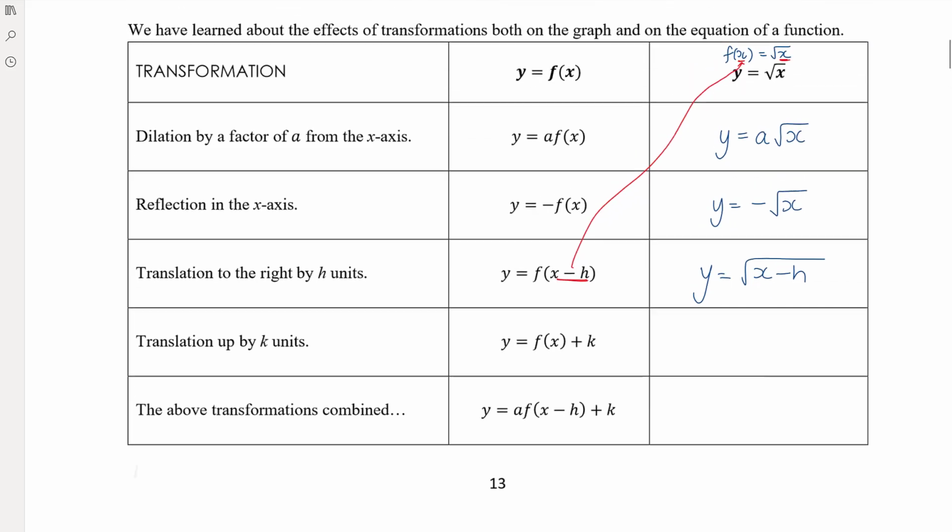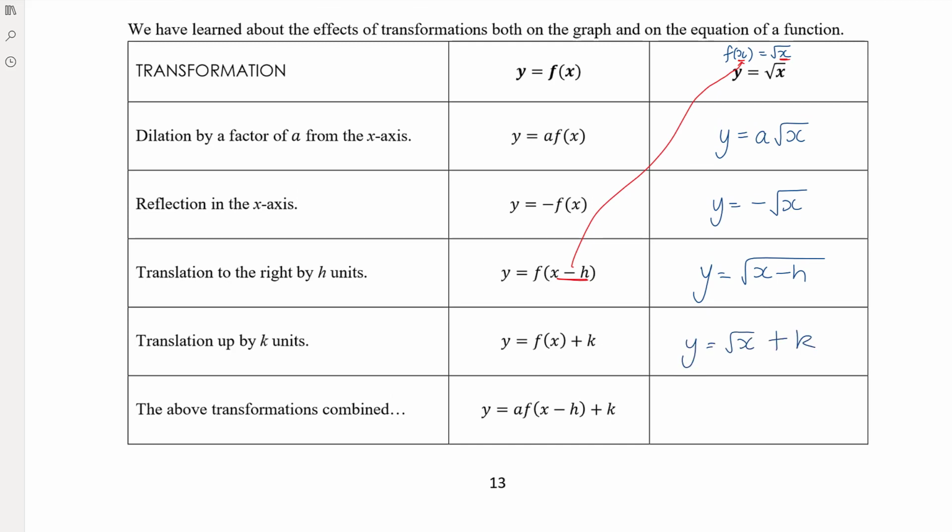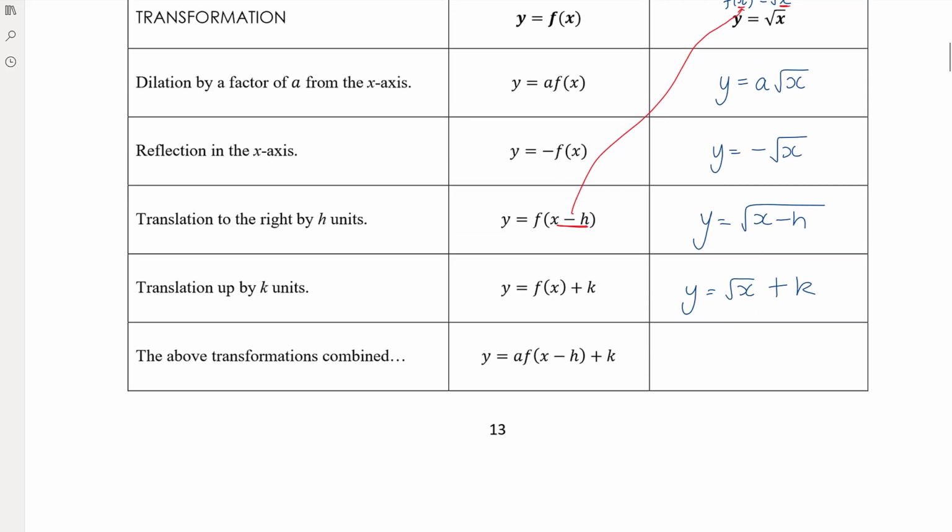And then translation up by k is f of x plus k. So f of x is the square root of x, and then separate to that, adding on k. So again, being clear about that difference between the translations left and right and the translations up and down. And obviously we can combine all those things together. So we can have a, which could be dilation and or reflection, times the square root of x minus h, translation left or right, plus k, translation up and down.